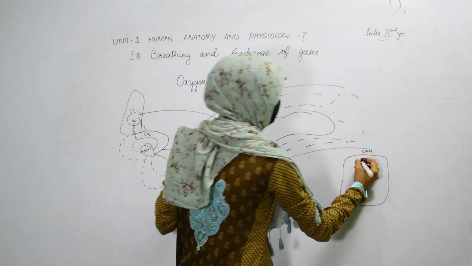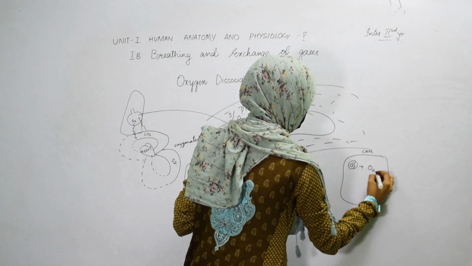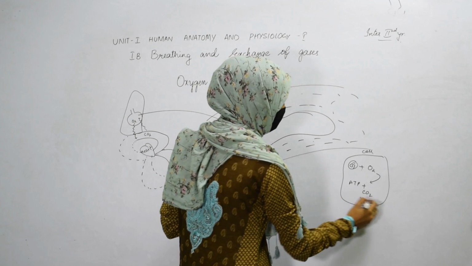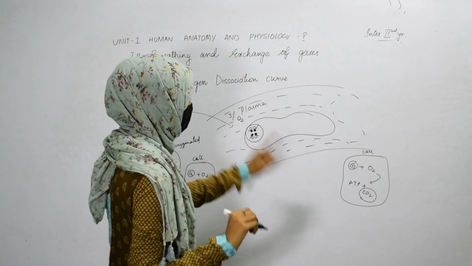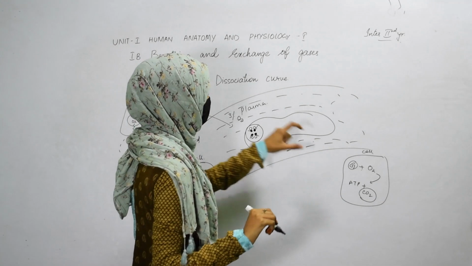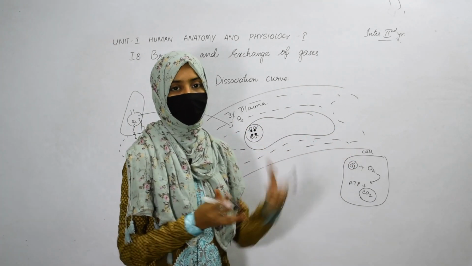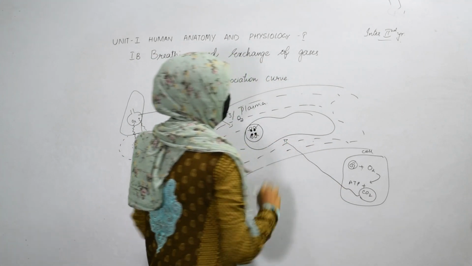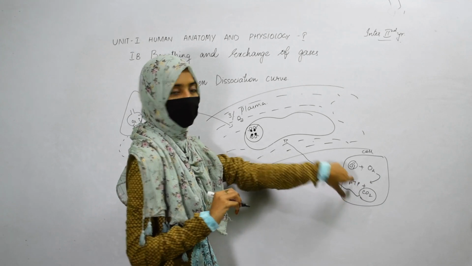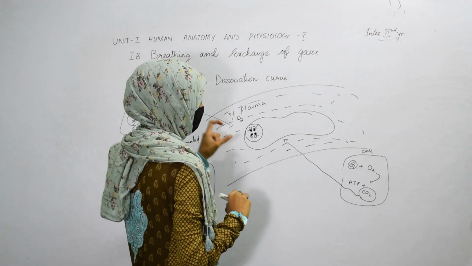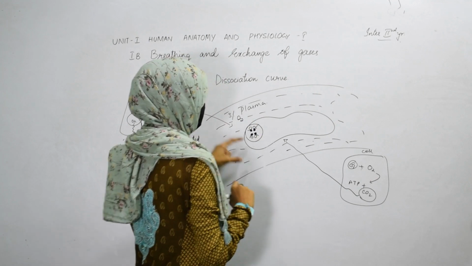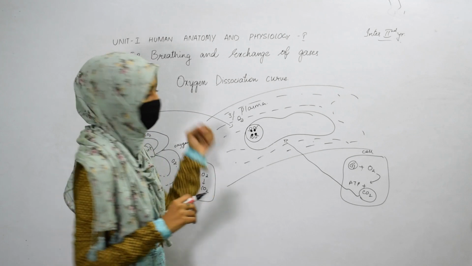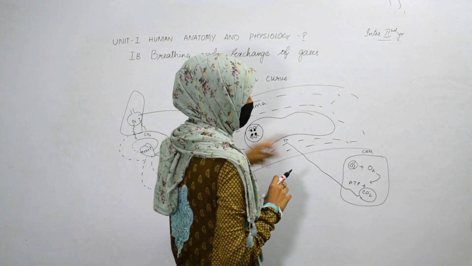So here what happens? In the cells, the reaction glucose plus oxygen forms ATP plus carbon dioxide takes place. So in this way, high concentration of carbon dioxide is present in the cell. Now if the cell requires oxygen, the cell releases this carbon dioxide into the blood. So the carbon dioxide from the cell reaches the blood vessel, and in the blood vessel red blood cells are found. Inside the red blood cells hemoglobin is present, and hemoglobin binds to the oxygen. Now to release that oxygen, the carbon dioxide is released by the cell.